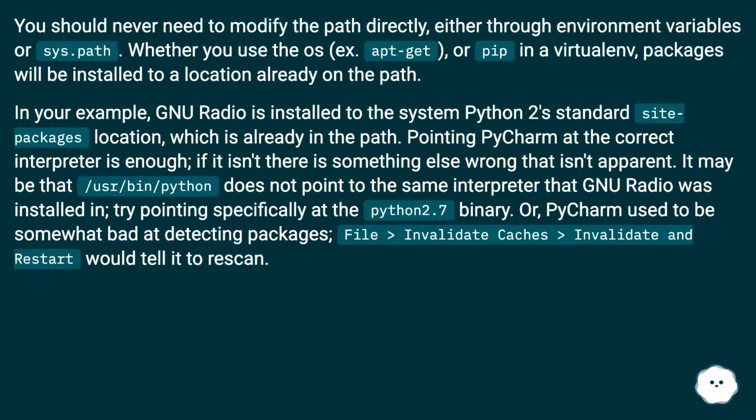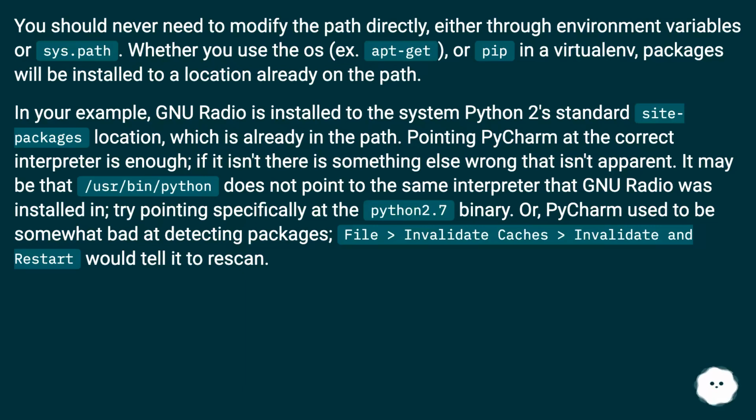You should never need to modify the path directly, either through environment variables or sys.path. Whether you use the OS X, apt-get, or pip in a virtualenv, packages will be installed to a location already on the path. In your example, gnuradio is installed to the system Python's standard site-packages location, which is already in the path. Pointing PyCharm at the correct interpreter is enough.